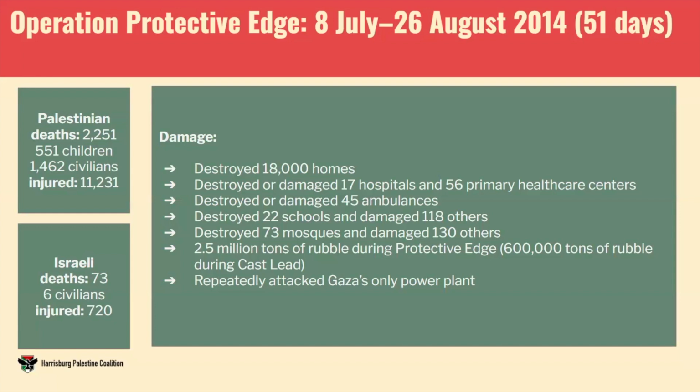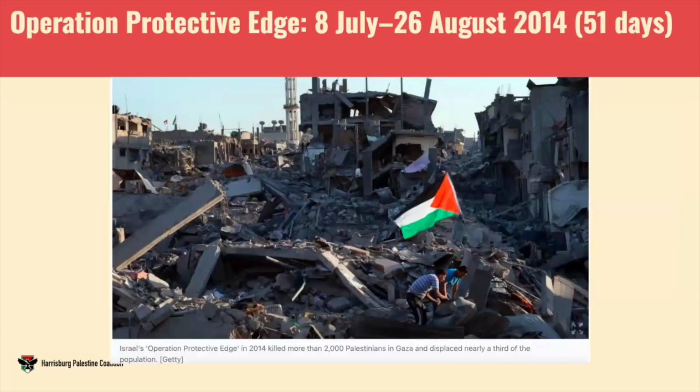In Gaza, they destroyed 18,000 homes, destroyed or damaged 17 hospitals and 56 primary healthcare centers, destroyed or damaged 45 ambulances, destroyed 22 schools and damaged 118 others, destroyed 73 mosques and damaged 130 others, created 2.5 million tons of rubble during Protective Edge. And for reference, they created 600,000 tons of rubble during Cast Lead. And they repeatedly attacked Gaza's only power plant. And then this is just an image from that time of one of the areas that had been bombed.